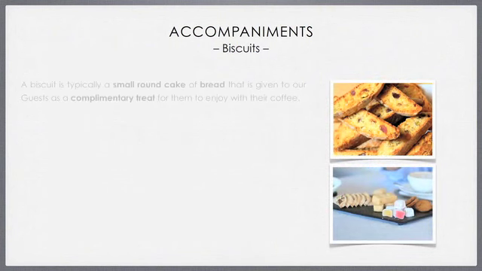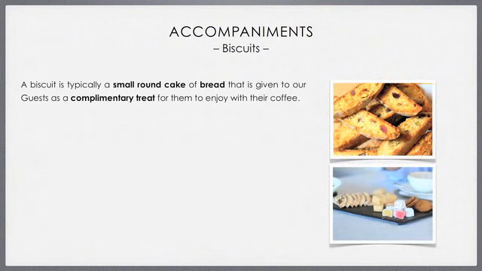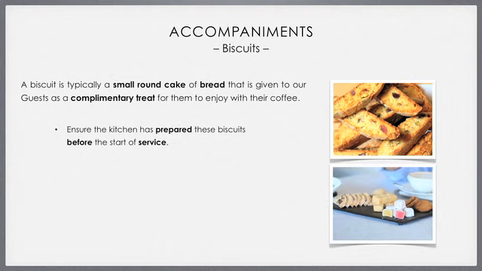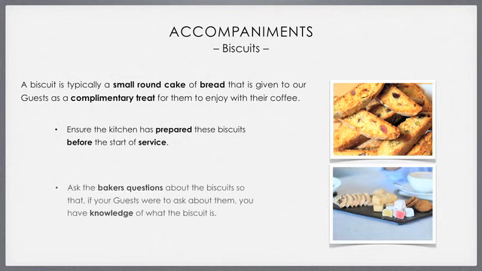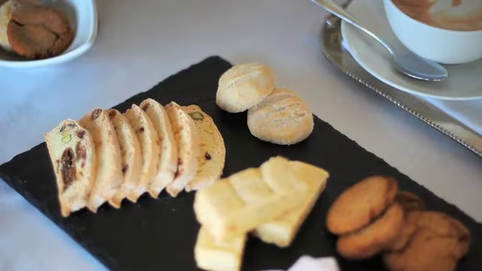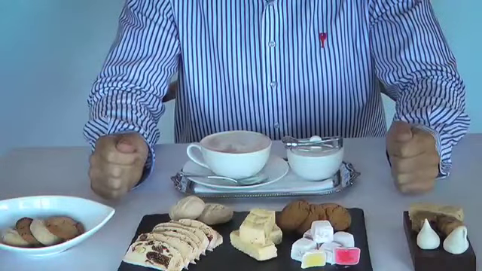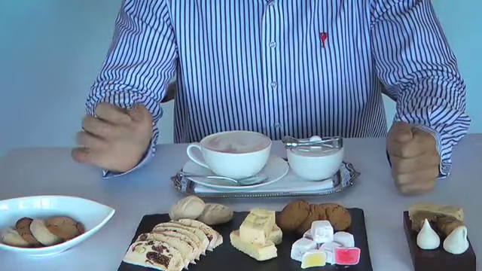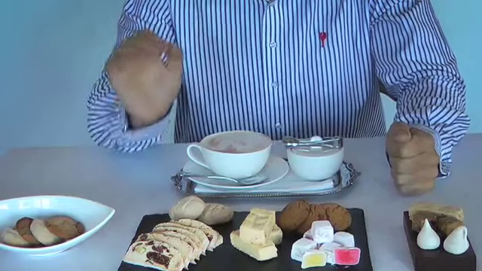Biscuits. A biscuit is typically a small, round cake of bread that is given to our guests as a complimentary treat for them to enjoy with their coffee. If it is a standard at your establishment, ensure that the kitchen has prepared these biscuits before the start of service, as well as asking the bakers questions about the biscuits, so that if your guest is to ask you about them, you have knowledge about what the biscuit is. Never serve a biscuit that has been around for too long, as they get stale and soft very quickly, and the guest will pick it up immediately.